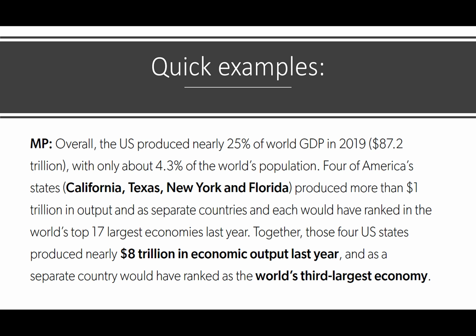This particular article shows that overall the U.S. produced 25% of the world's GDP in 2019 with only 4.3% of the world's population. So immediately you see a couple numbers being thrown out there where they're tying this to mathematics.